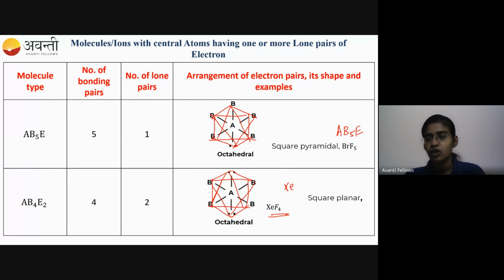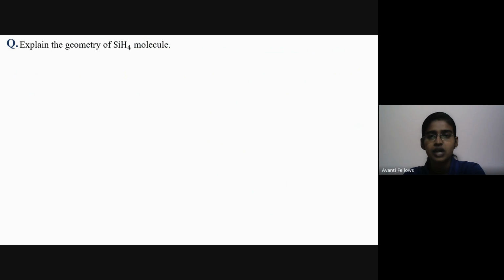Okay. So among these molecules, ClF3, SF4, BrF5 and XeF4, the last 4 types are very, very important. All the molecules and all the types are very important, but these 4 are very, very important. Okay. So shall we move on with one question? You have to give me the answer for this. Explain the geometry of SiH4 molecule. Can you guys predict the geometry of SiH4 molecule?